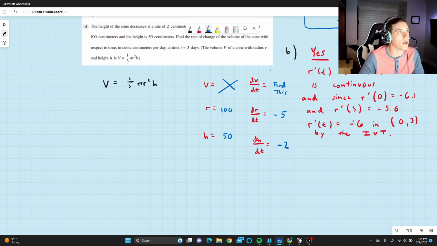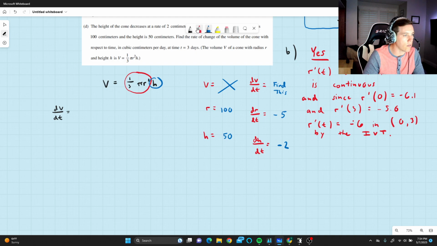And this is where I'm going to remind you to do the product rule. So this is a product rule situation. The derivative of v, dv dt. And then we have our two functions. We have 1/3 pi r squared, and we have our other function h.